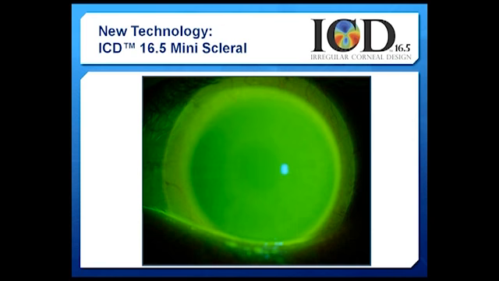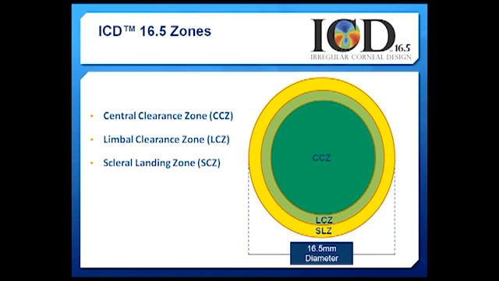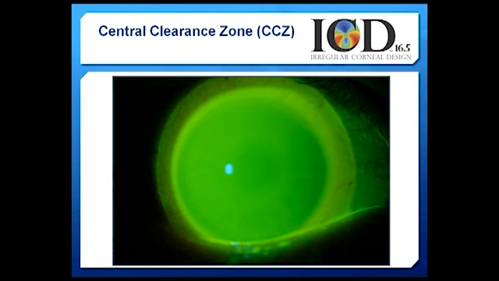But let's review each section of the lens so we can understand what we're looking for with each fit. The ICD has three principal zones: the central clearance zone, the limbal clearance zone, and the scleral landing zone, and that makes up its 16.5 millimeter diameter.